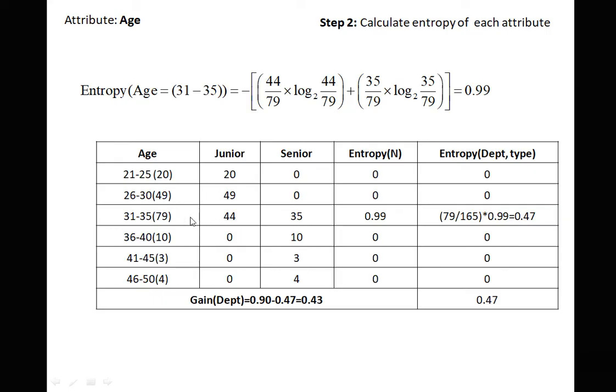Only for 31 to 35 we are getting a non-zero answer. Total 79 records are there, out of which 44 are junior and 35 are senior. Now we apply the formula, 44 with respect to 79 and 35 with respect to 79. After that we get 0.99 and we need to take the particular proportion. Here there is no use of proportion where the entropy is already 0, so multiplied by 20 by 165 we get the answer 0. Now 79 by 165 into 0.99 is 0.47, and 0.90 minus 0.47 is equal to 0.43. This is the gain for the age attribute.